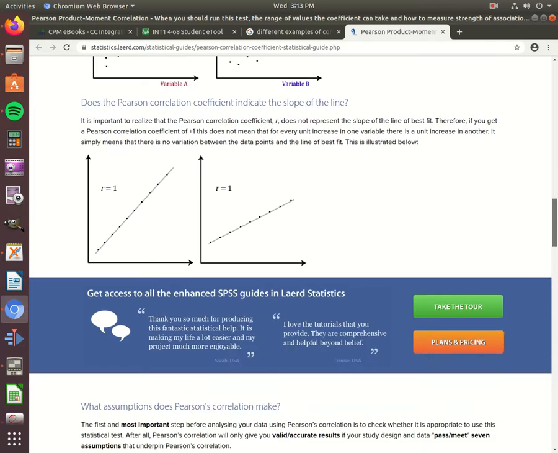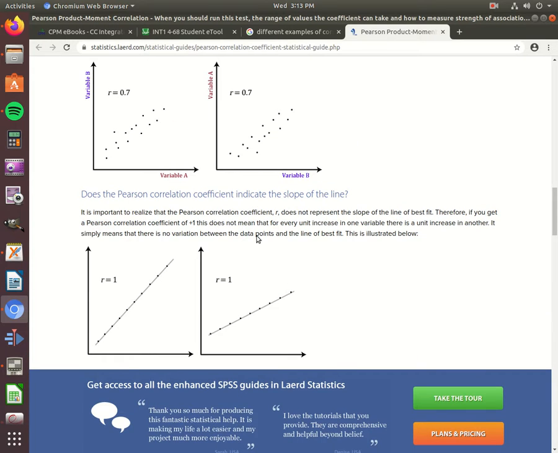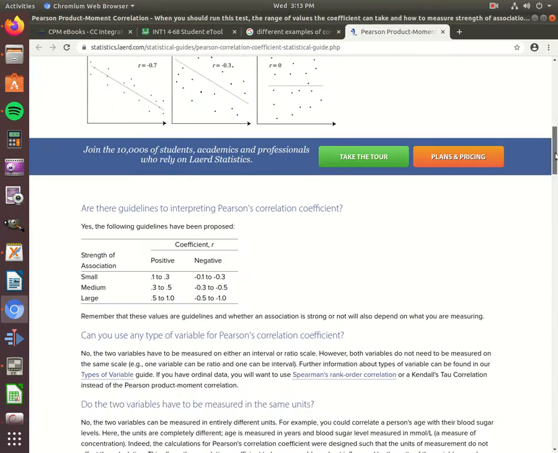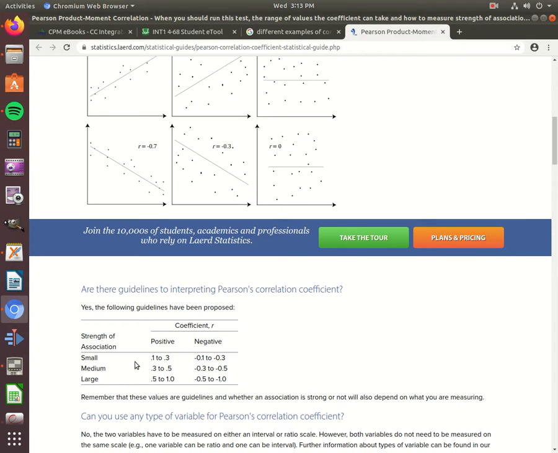So again, here's what it looks like when it's +1, if it's 0.7. So the strength of the association. Again, the positive or negative just tells you if the line goes up or down. Typically, I think the book is going to tell us 0.7 is what we consider strong. So a strong association is going to be 0.7 or -0.7. Medium will be like 0.3 to 0.7, and then small to weak association will be 0.3 or less. And again, that's as an absolute value.